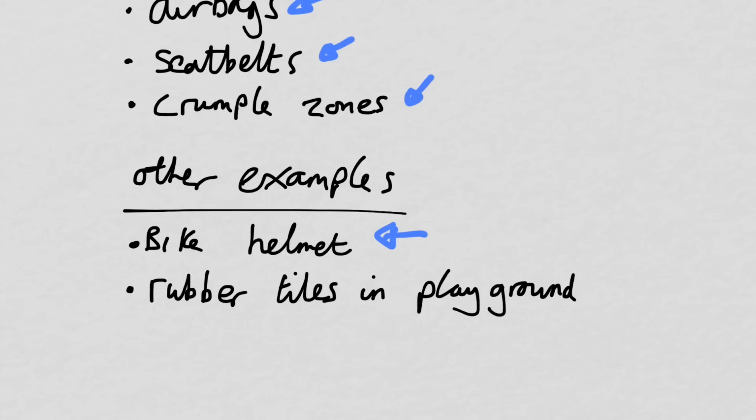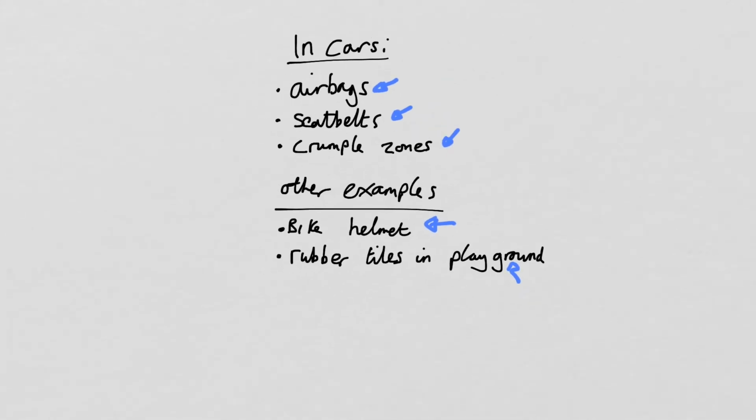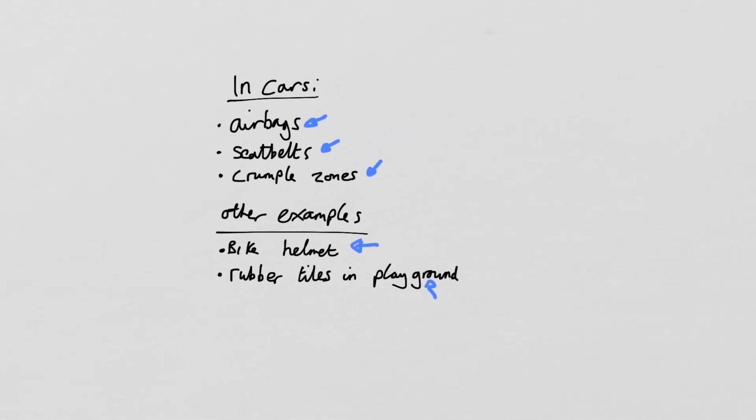Same thing for rubber tiles on the floor in a playground. You might, if you do gymnastics or anything like that, you've got crash mats on the floor. So if you hit those crash mats, that takes time to compress. All of these things are going to extend the time taken for the momentum change to happen, which will reduce the impact of the force.